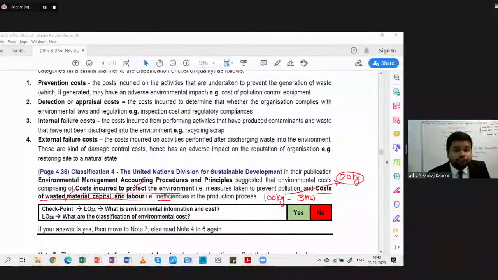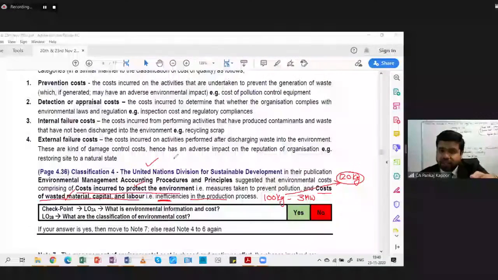We are inefficient. There is inefficiency in our production process, due to which we consume input at a higher rate than it should be. Agreed? So, according to the United Nations, the environment cost can be of two types. One, where you protect the environment, and second, where you are inefficient and due to which you consume some resource which has environment importance more than you should.